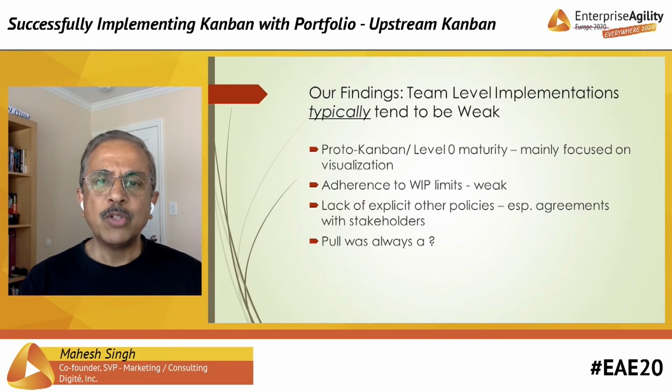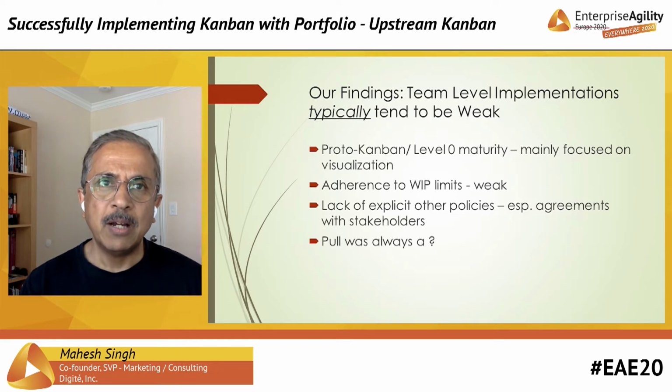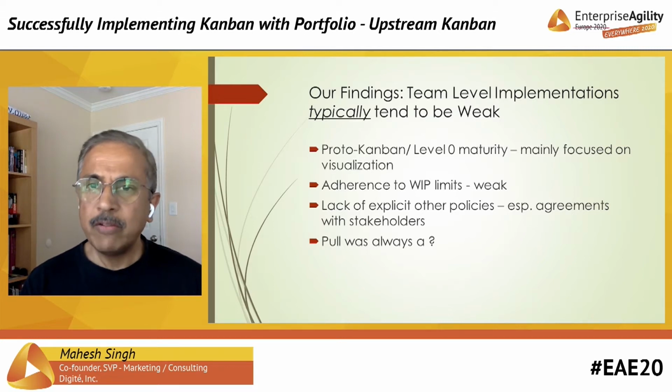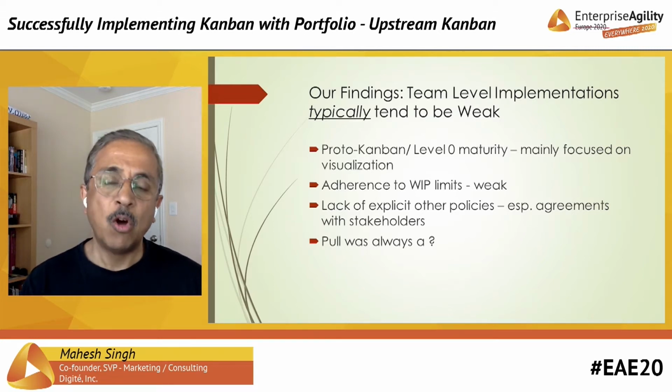So here is what we found. We found that typically when companies or teams implement Kanban, starting from a team level, they tend to be typically weak. Not everybody, but many of them tend to be weak when they implement at a team level. They typically are at a proto Kanban level 0 maturity, which is mainly focused on visualization, like I was just saying.